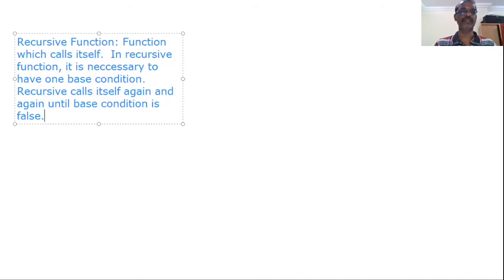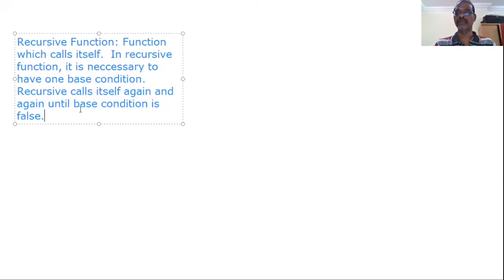In a recursive function, it is necessary to have one base condition. All recursive functions should have one base condition. This recursive function calls itself again and again until the base condition is true. Once the base condition becomes true, it will not call the same function.